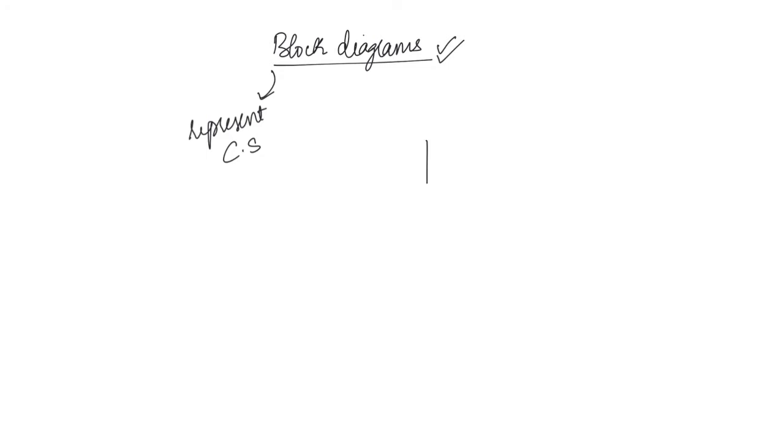For example, let us say there is an integrator, that is represented like this. Now let us say one input is given and the output is obtained. So this means that the output is equal to the integral of the input. So we are able to express some relationship based on the block diagram. That is the purpose that a block diagram serves. Now we will discuss various features of a block diagram.